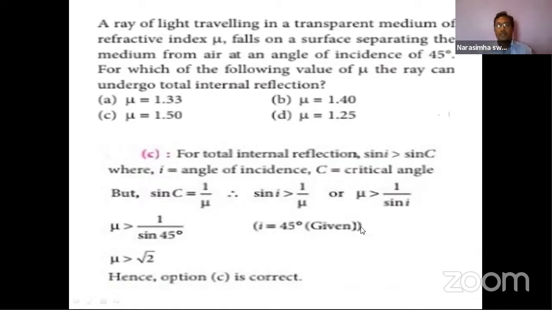Now, what is the problem? In the problem, what information is given? The angle of incidence is equal to 45 degrees. So here sin 45 will be substituted. So mu is greater than 1 by sin 45, so mu is greater than root 2. Here mu should be greater than root 2, then total internal reflection takes place. And the root 2 value is 1.4.